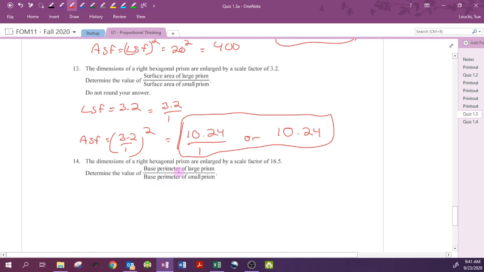And question 14, the dimensions are enlarged by a scale factor of 16.5. So that's the linear scale factor, right? So the answer is just 16.5. Because whatever the perimeter is, it's going to be 16.5 times bigger than the perimeter of the smaller one, right? Because that's the linear scale factor. Does that make sense?